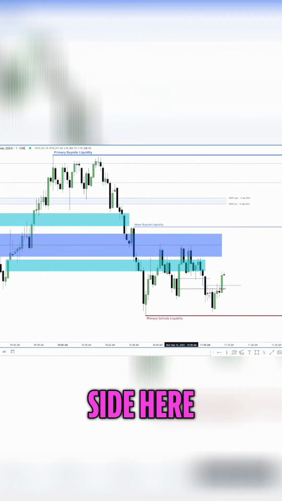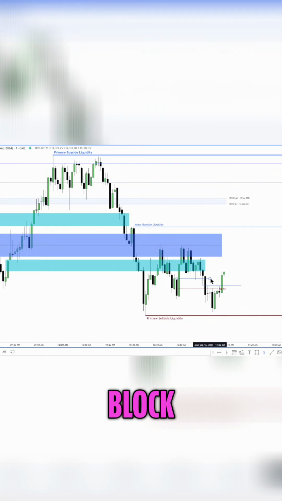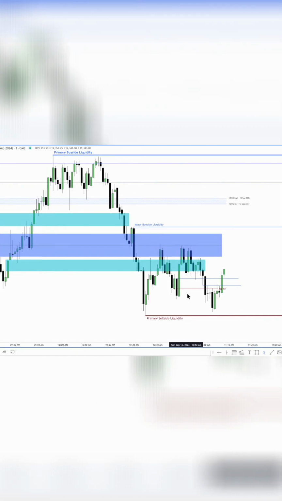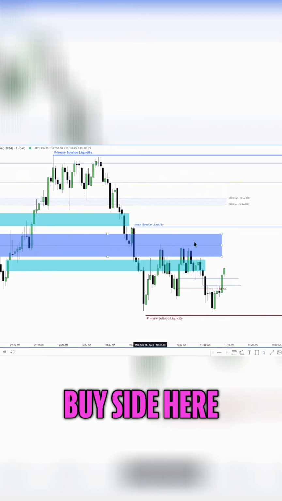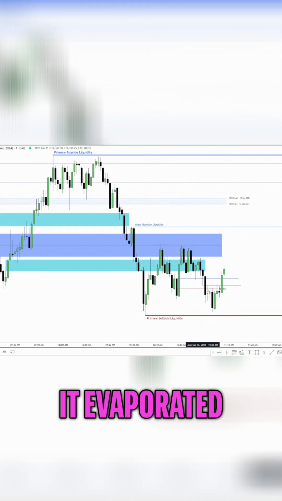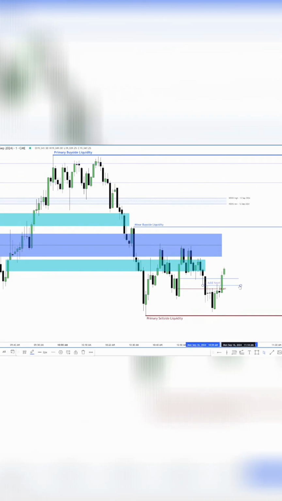So we've taken out the sell side here. Now here's the order block. This could become reclaimed order block, bullish, and run for the buy side here. I like this. If we can maintain that, it evaporated here. So let me get this out of the way.